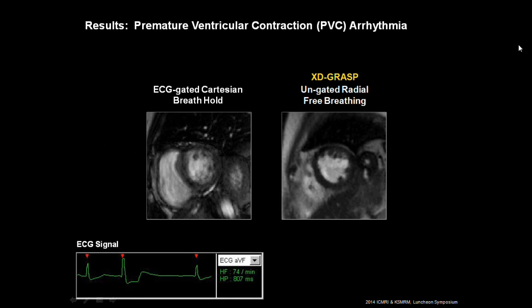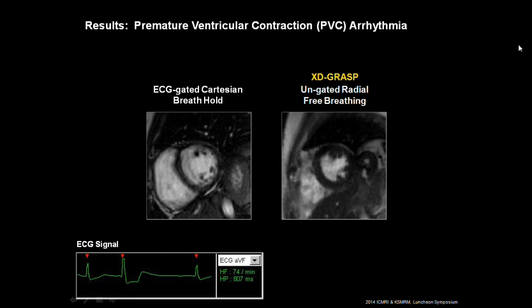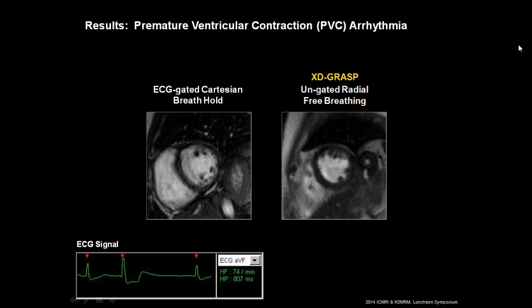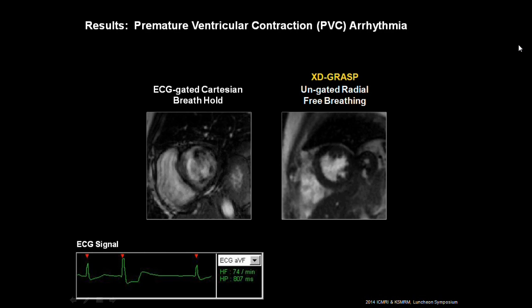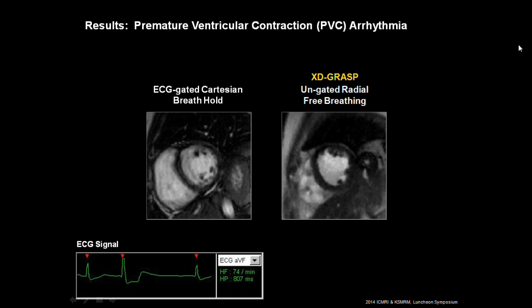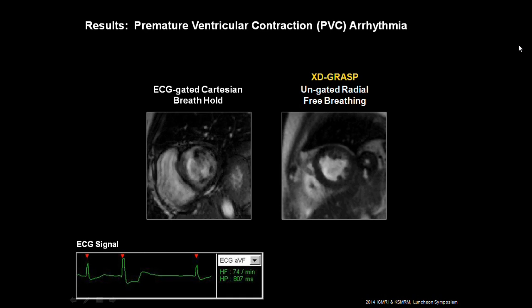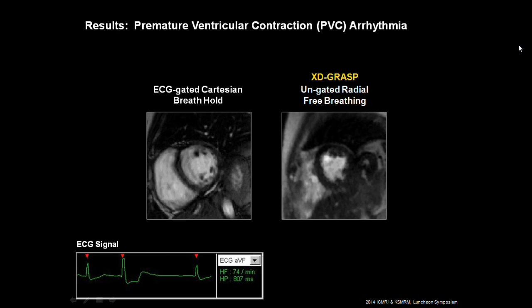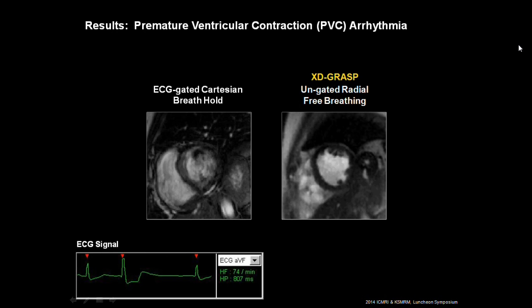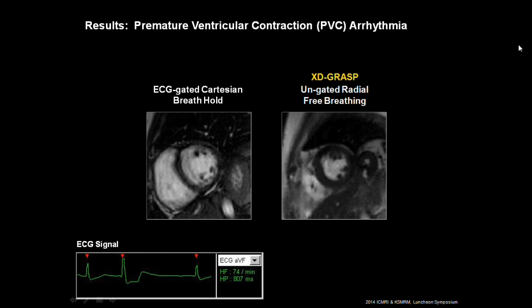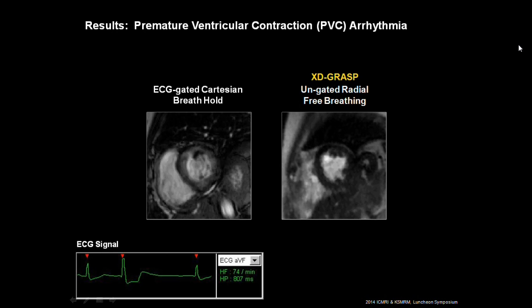Now XD-GRASP is also very promising for patients with arrhythmia, because ECG-gated imaging often fails in patients with arrhythmia. As you can see here, this is a patient with premature ventricular contraction. Since we extract the cardiac information from the data itself, and we are not relying on an external ECG signal or on a prediction from an ECG signal, we don't get these artifacts in this case. And so we get pretty reliable image quality with XD-GRASP.